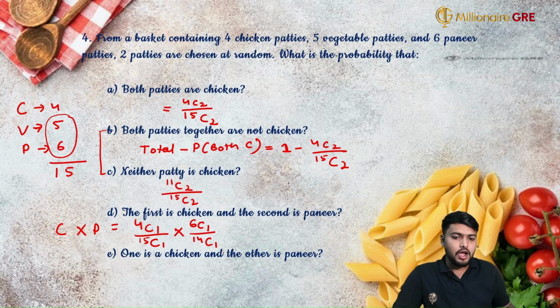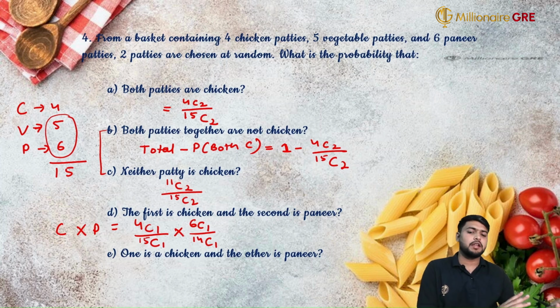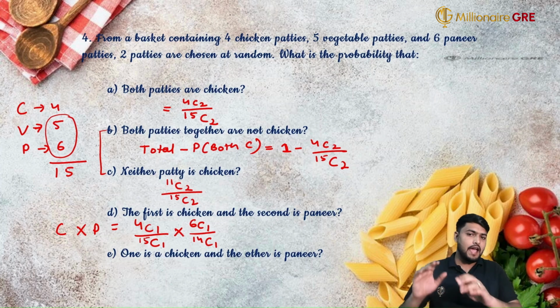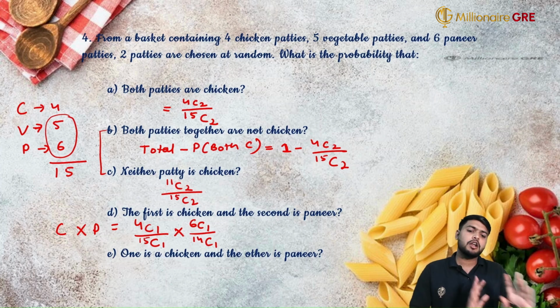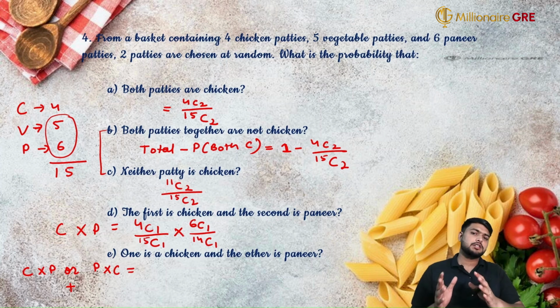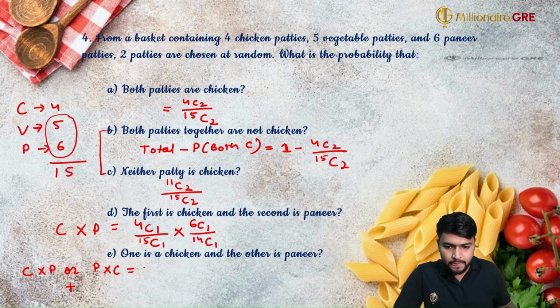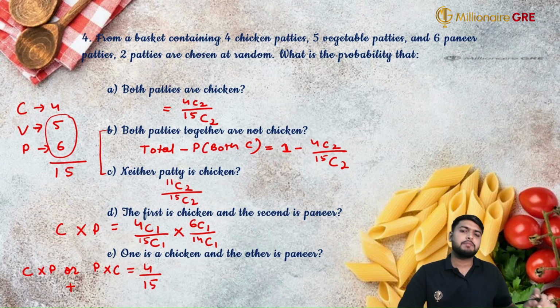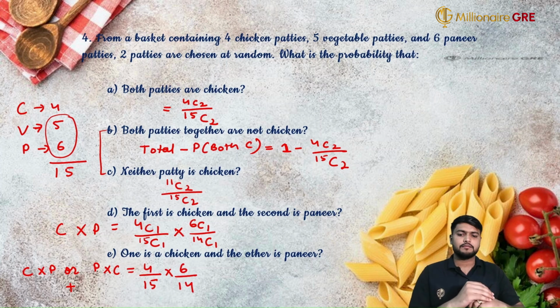E part, one is chicken and other is paneer. This is different from D. D has a specified order. E does not have a specified order. So E can have both the cases. First is chicken, second is paneer, or which is addition, first is paneer and second is chicken. What is the probability that the first patty is chicken? 4C1 upon 15C1, and second is paneer. It is 6C1 upon 14C1.